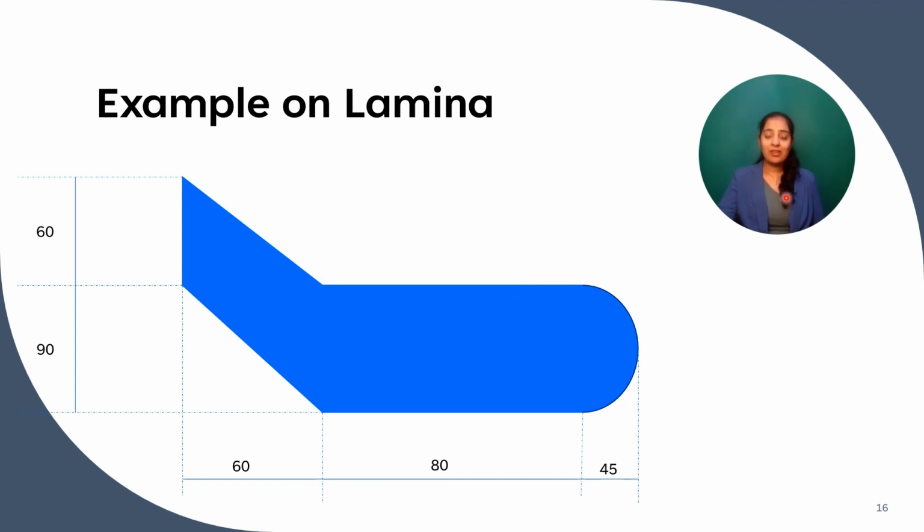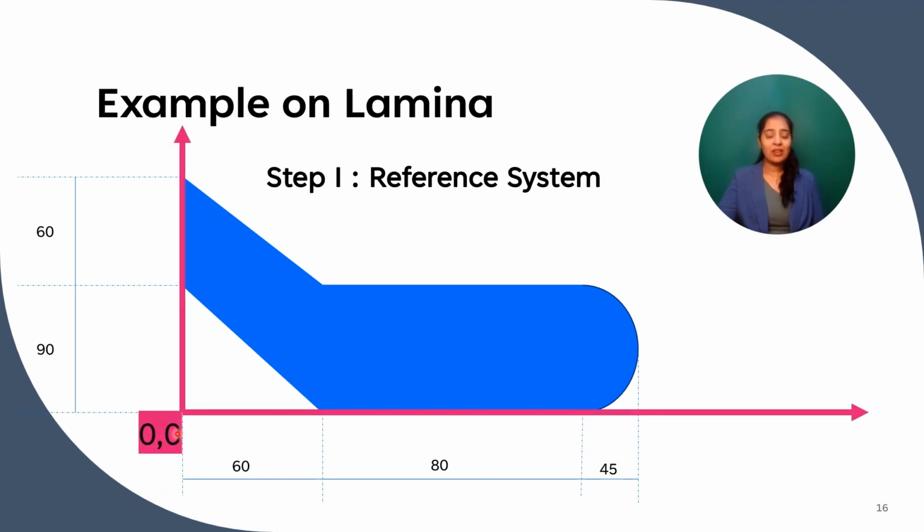So for this figure, step 1 is reference system. So let's decide the reference system. Decide x and y axis. So we took it like this. This is the x-axis, this is the y-axis, and this is our origin. Okay?